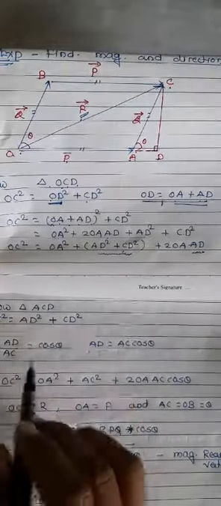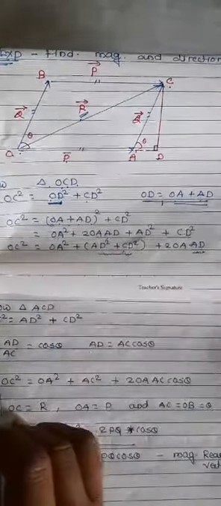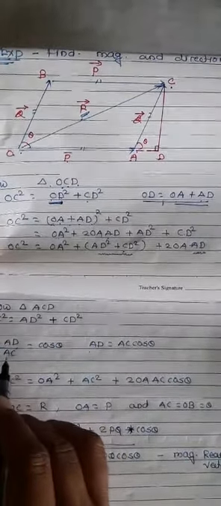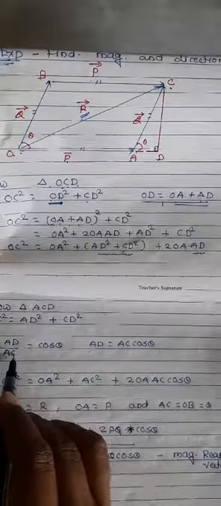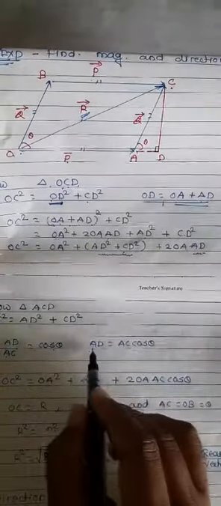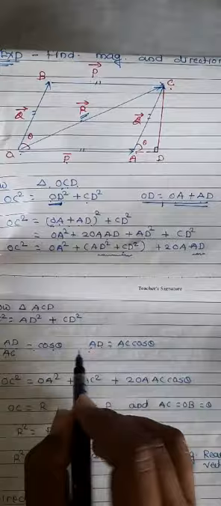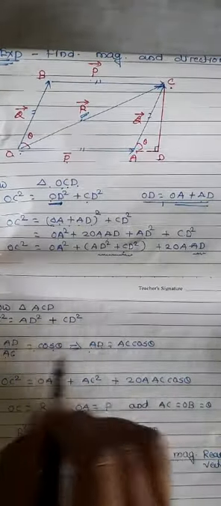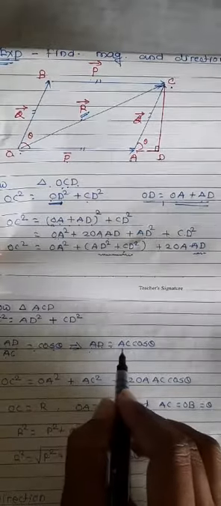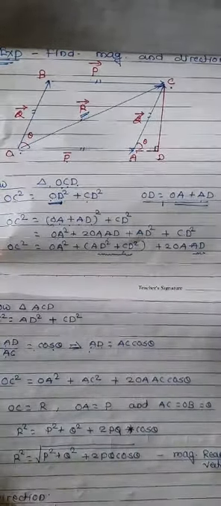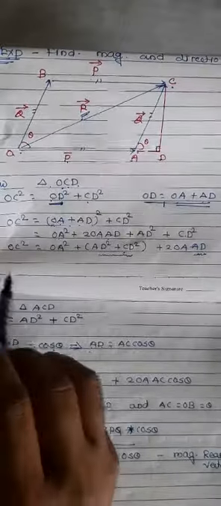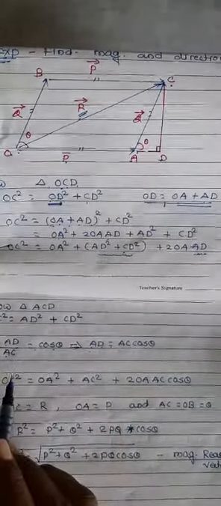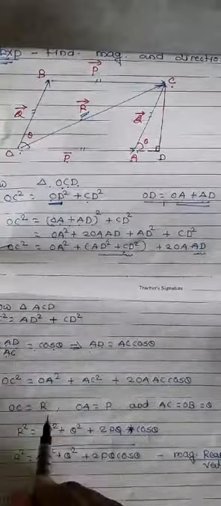Now within this triangle, by the trigonometric function, AD upon AC is equal to cos of theta, and this can be converted into AD is equal to AC cos of theta. Now we know that this is OC. Substitute all these values in this equation.